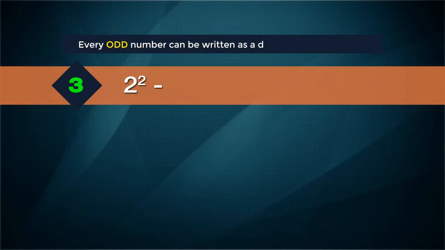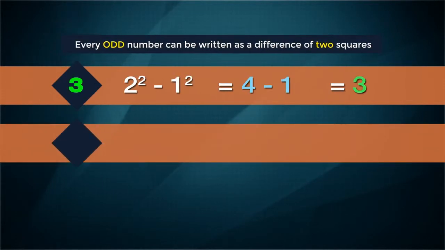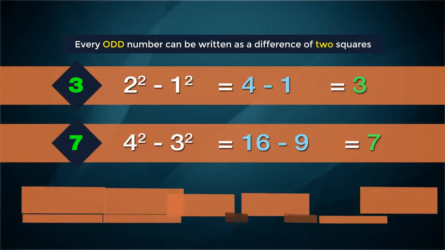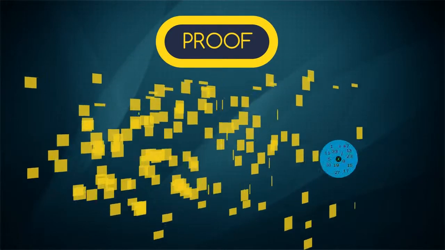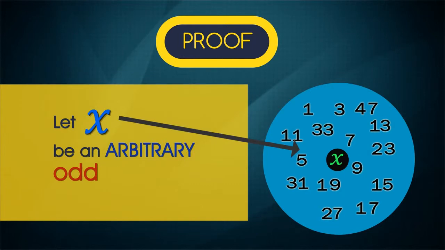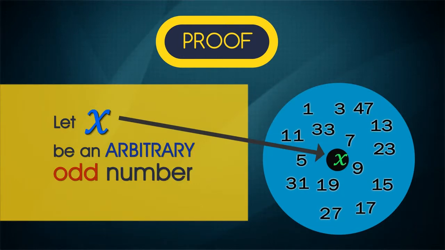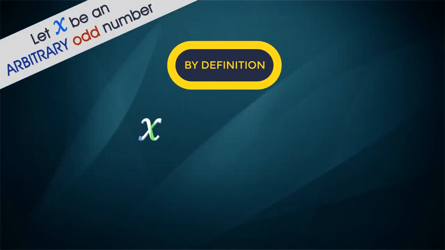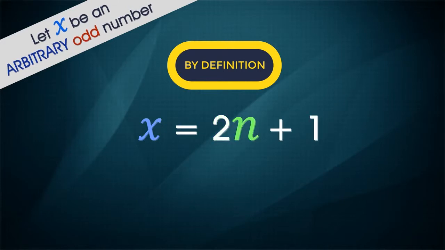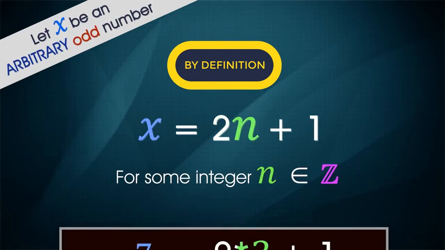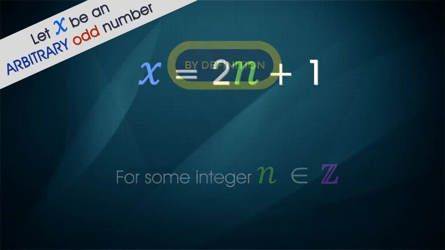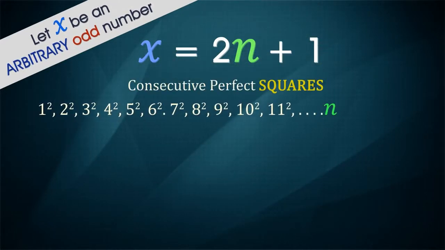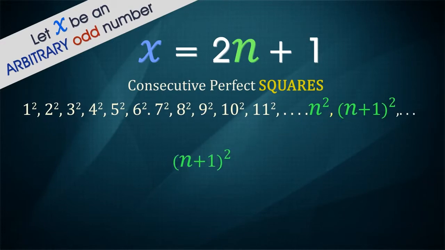Every odd number can be written as a difference of two squares. Proof: let x be an arbitrary odd number. By definition, x equals 2n plus 1 for some integer n. Now consider the consecutive perfect squares, n plus 1 squared and n squared.